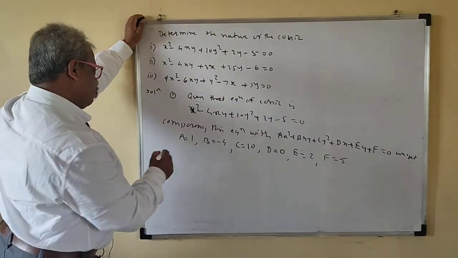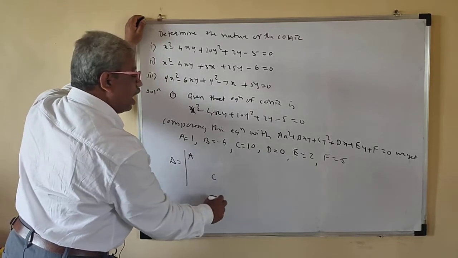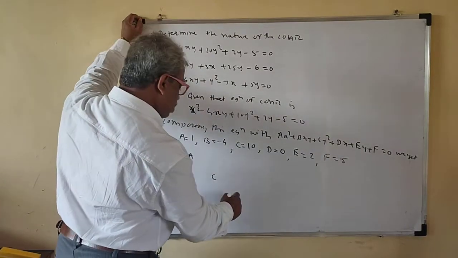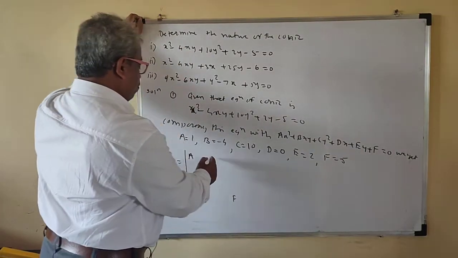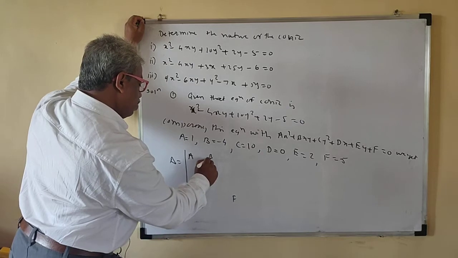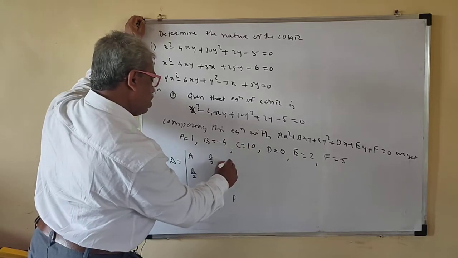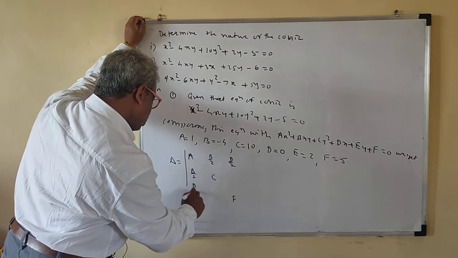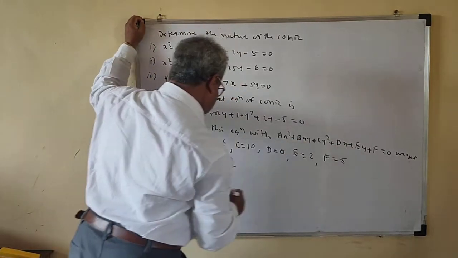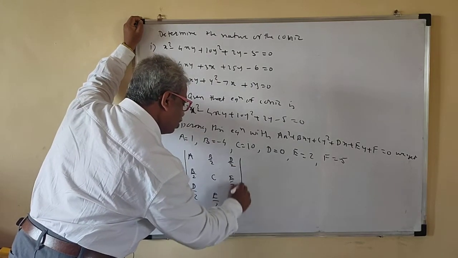We have to find the nature of the conic, so we find the delta now. Delta is equal to the determinant with a, c, and the constant f. The coefficient of xy is b, so this is b upon 2. The coefficient of x is d, so d upon 2. The coefficient of y is e, so this is e by 2.